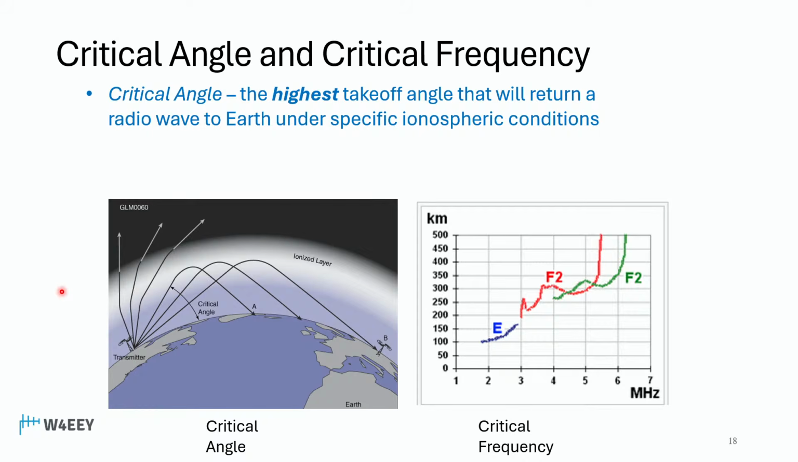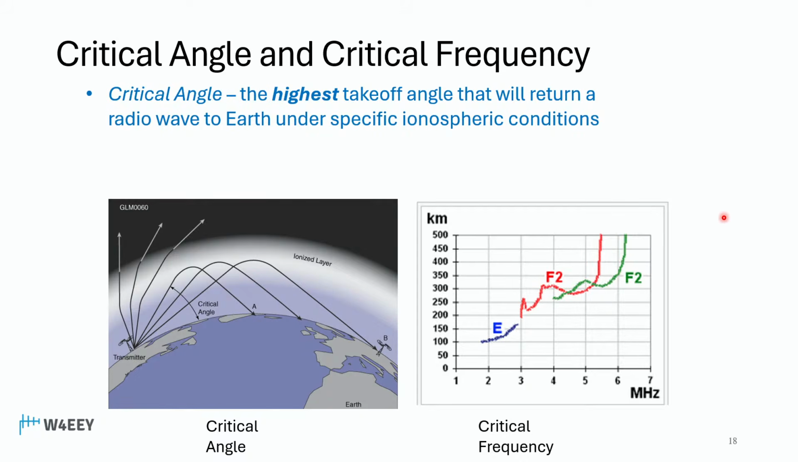Critical angle, definition in the context of the pool, is the highest. Notice I've bolded and italicized this, because you're going to want to pick the lowest when you read the question, guaranteed. So remember the word highest. The highest takeoff angle that will return a radio wave to Earth under specific ionospheric conditions. So here we've got the picture. If the angle is too high, it'll go off into space. If it's just right, Goldilocks, porridge isn't too hot or too cold, it's just right, it comes back down. Of course, anything that's lower than that will come down.